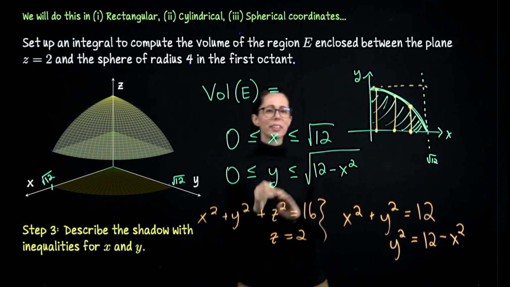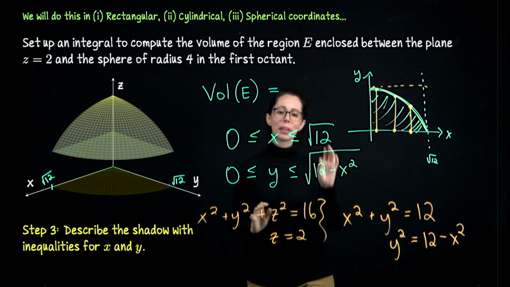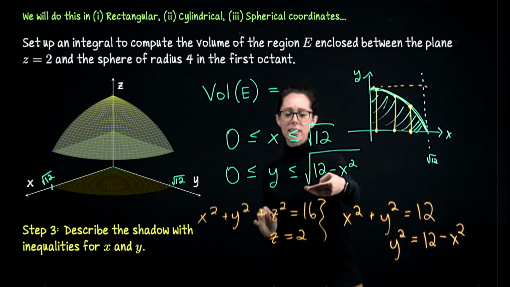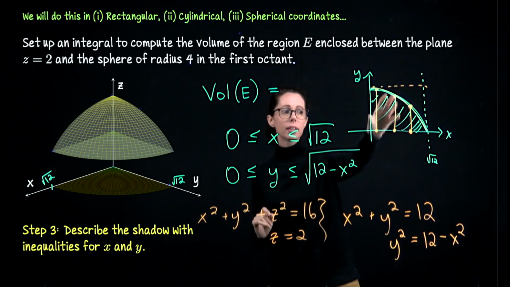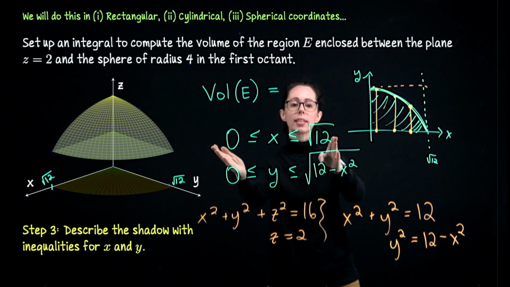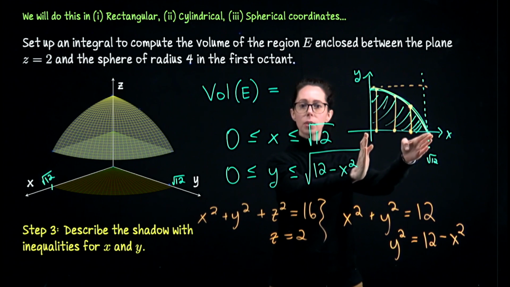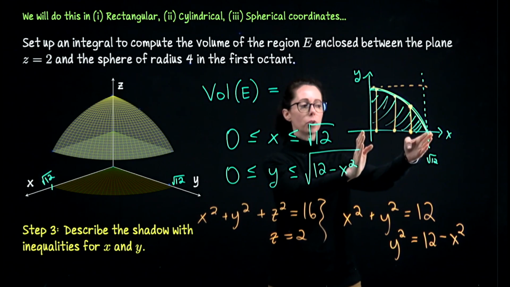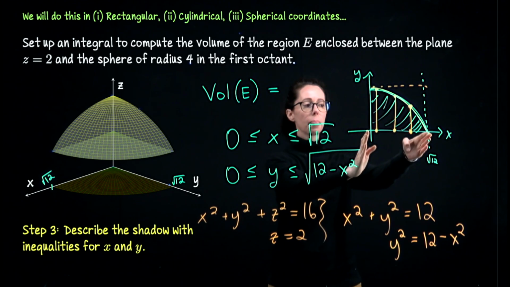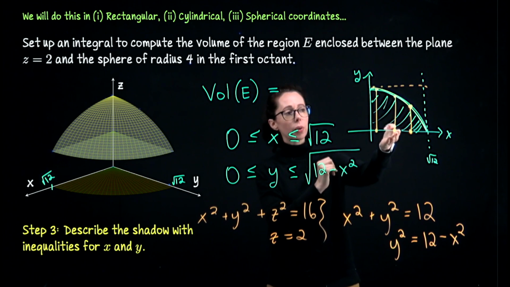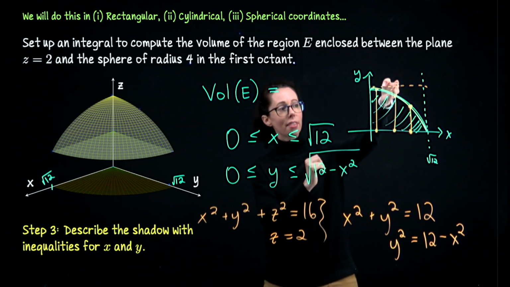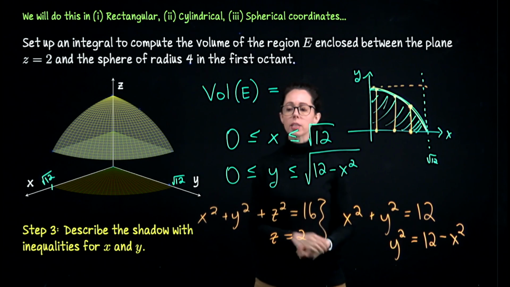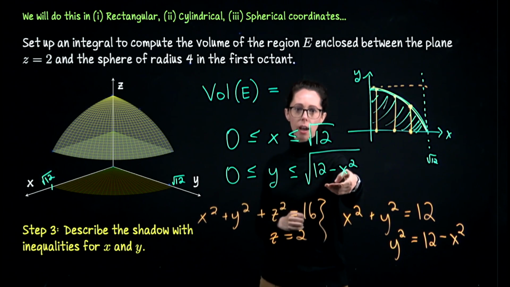I don't want to keep saying this too many times, but again, if you just said square root of 12 here, you would be describing a square, not a disk. Once I've identified that x is going to be bounded between two constants, somebody has to be between two constants, so it's going to be x here. The description for y then needs to go from here to here, not from here to there. So y is bounded between 0 and a function of x.